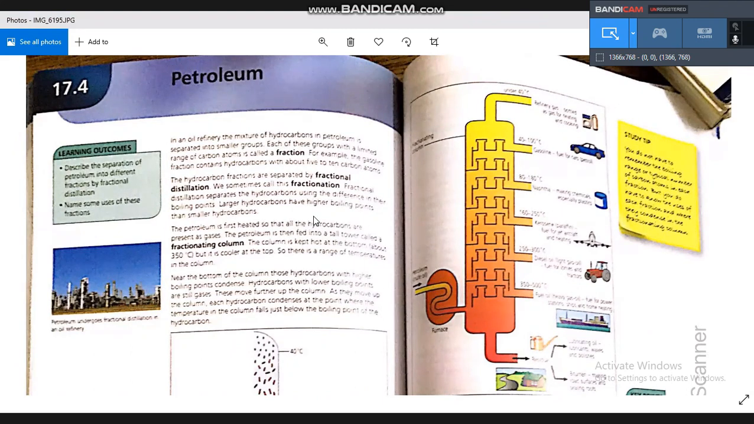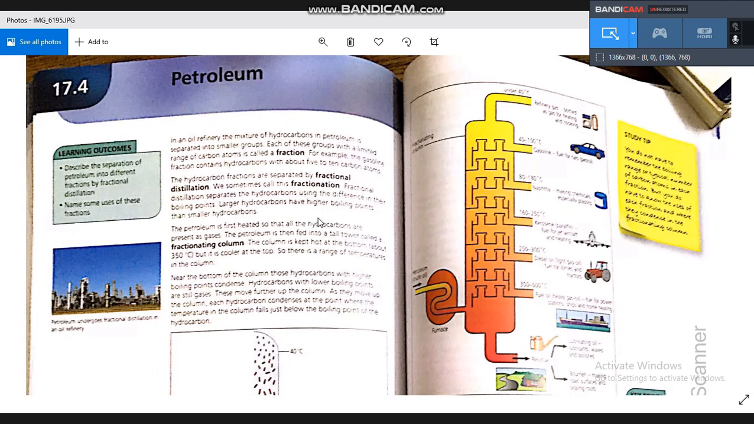We mentioned that we can separate petroleum. Petroleum is a mixture of hydrocarbons, and we can separate them by fractional distillation, depending on the difference in the boiling point. Every component or every hydrocarbon has a definite boiling point. When the component reaches its boiling point, it will evaporate.